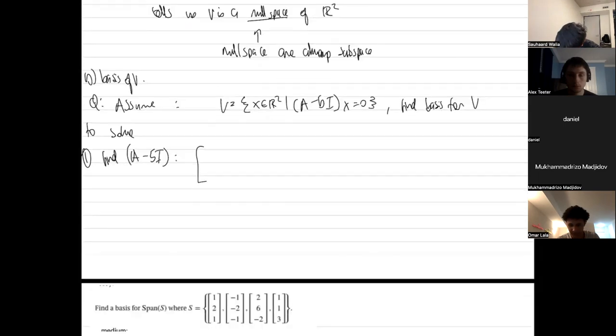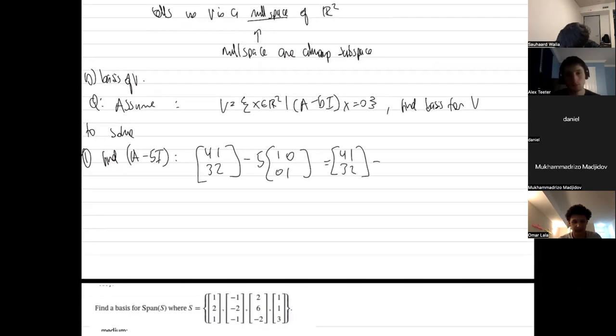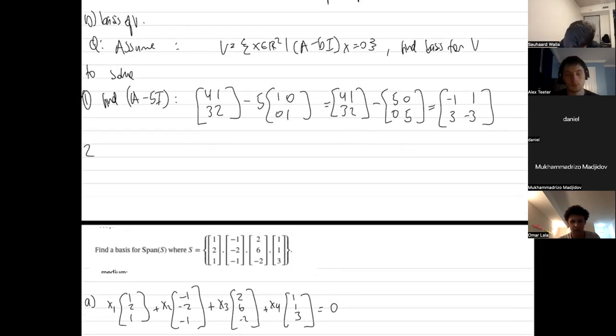A is 4 1 3 2, minus 5 of the identity, which is 1 0 0 1. That gives you 4 1 3 2 minus 5 0 0 5, which is equal to minus 1 1 3 minus 3. Okay, and now to RREF. I said this above, but I'm just going to write it again.